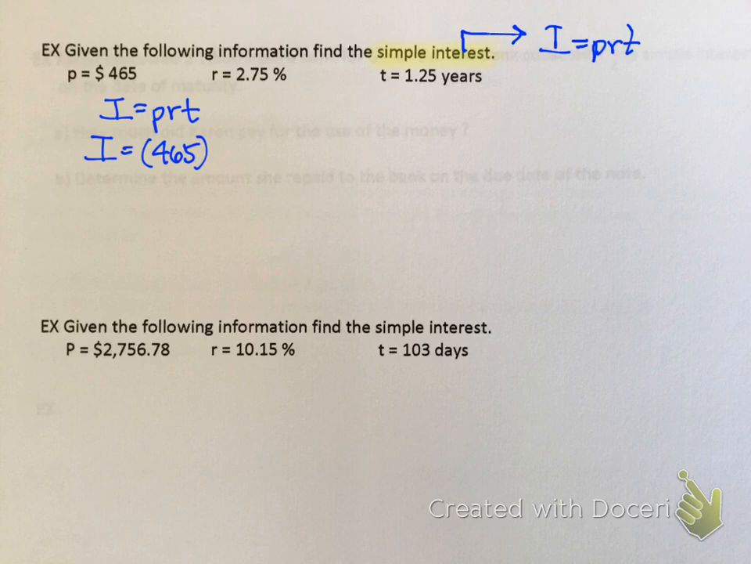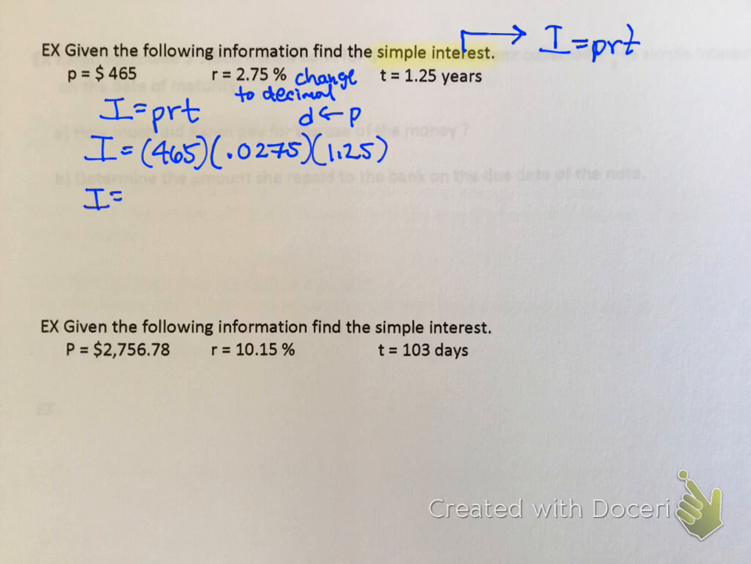The rate is 2.75%. Remember I said you have to change this to decimal. So the decimal equivalent, remember, we're going from P to D, 2 places to the left, is 0.0275. Okay, so I took the decimal 2 places over to the left to get that. And then my time is in years, so I'm okay because it's 1.25. Okay, so now I have I equals 465 times 0.0275 times 1.25. So if I multiply that together, on my calculator I got 15.984. And I reduced this down to 3 decimal places after the decimal. And the reason why I did that is because when you're dealing with money, you're going to round to the hundredths place.